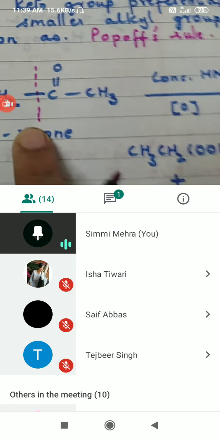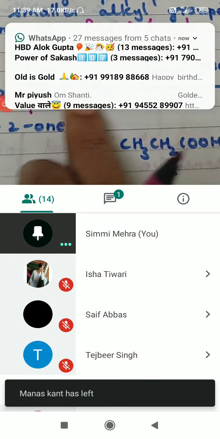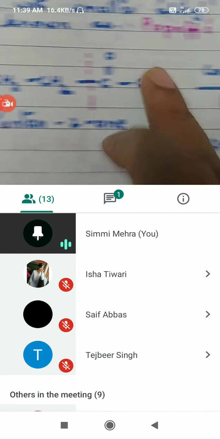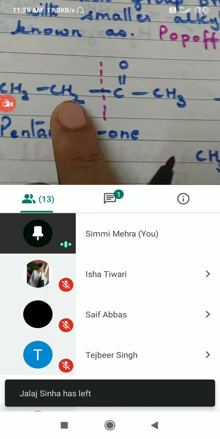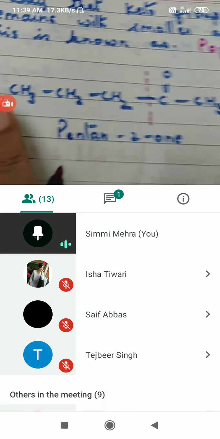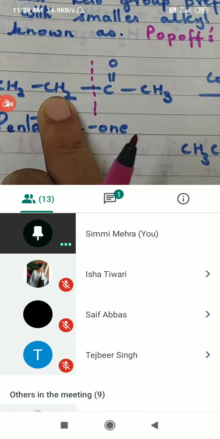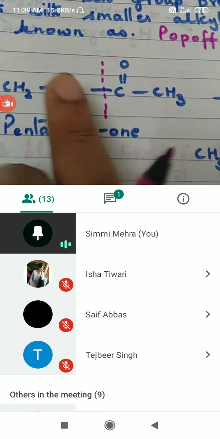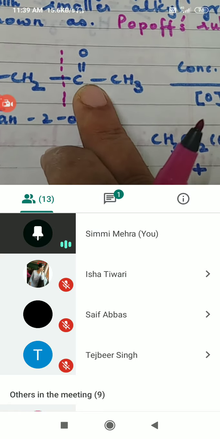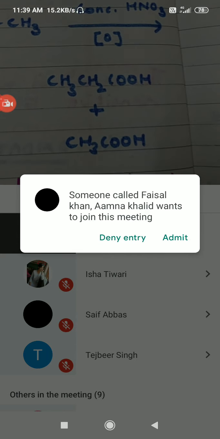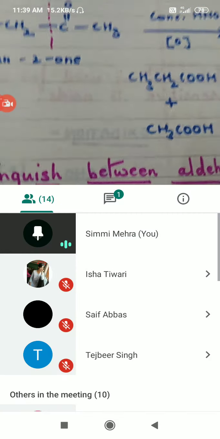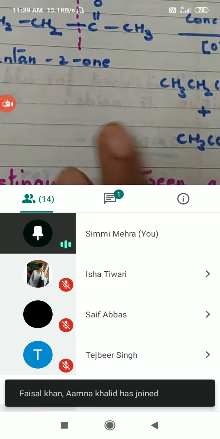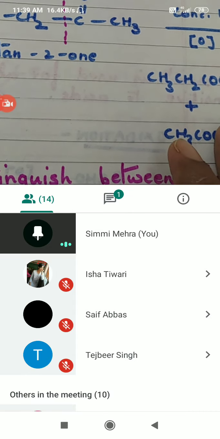So when this is cleaved by a strong oxidizing agent, we will get CH3COOH. This will be one acid formed, and CH3CH2COOH, because the number of carbon atoms is going to be 3. So CH3CH2COOH and CH3COOH, the two acids formed will be these. Okay, so this is for oxidation of an unsymmetrical ketone. Now, as I have told you, if a ketone is oxidized, you get a combination of acids.